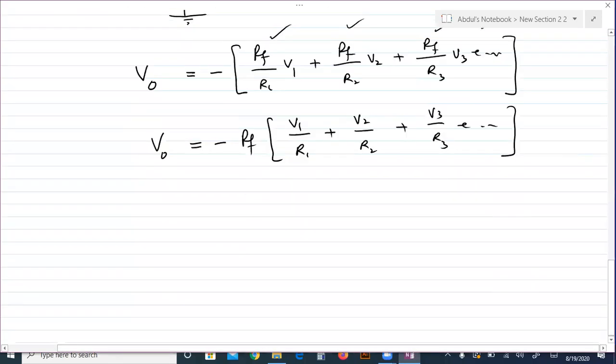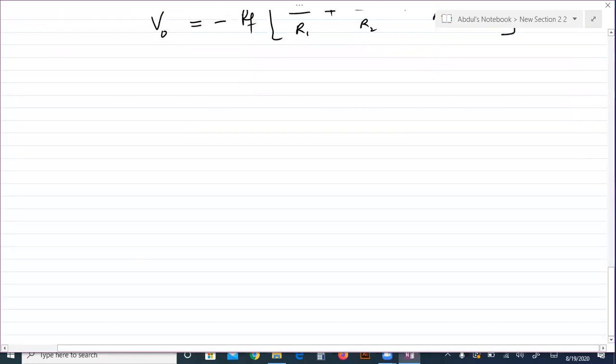Now, the next one, number 2, negative feedback operational amplifier is non-inverting.